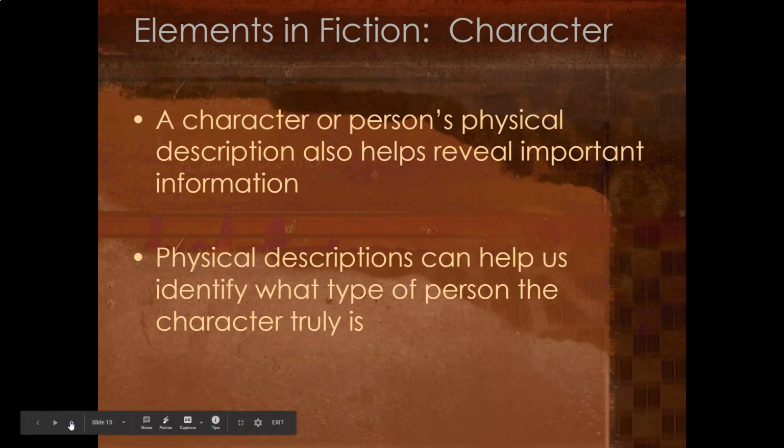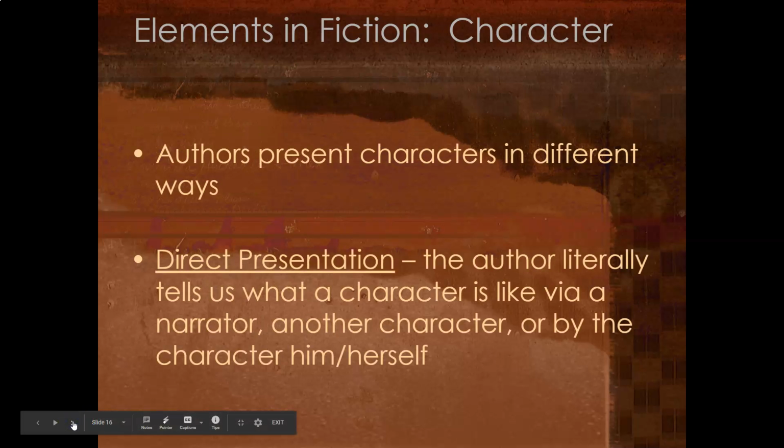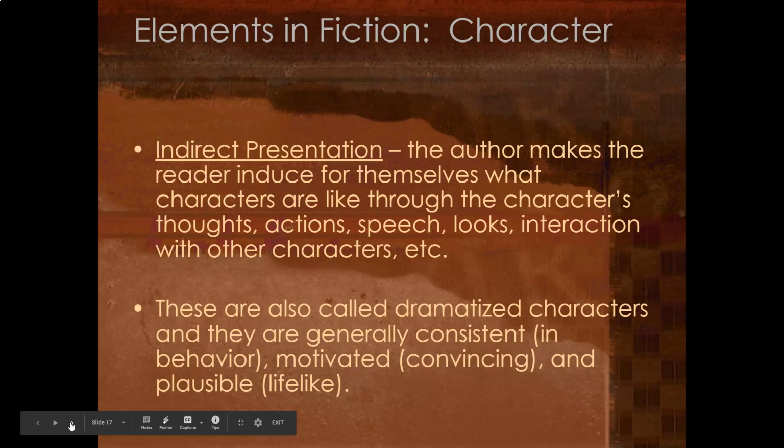A character's physical description can sometimes also reveal important information about the character by helping us determine what type of person the character actually is. And authors present characters in different ways. Firstly, in direct presentation, the author literally tells us what a character is like via a narrator, another character, or by the character herself. In indirect presentation, the author makes the reader induce for themselves what characters are like through the character's thoughts, actions, speech, looks, and interaction with other characters.